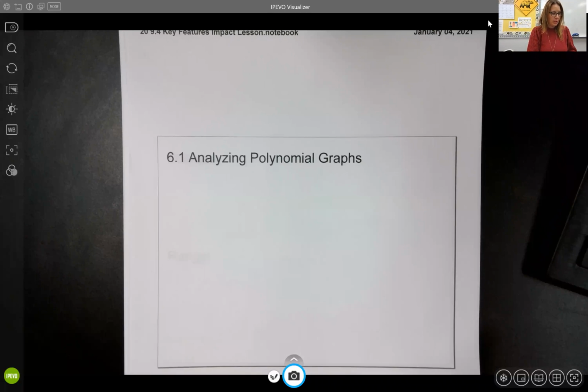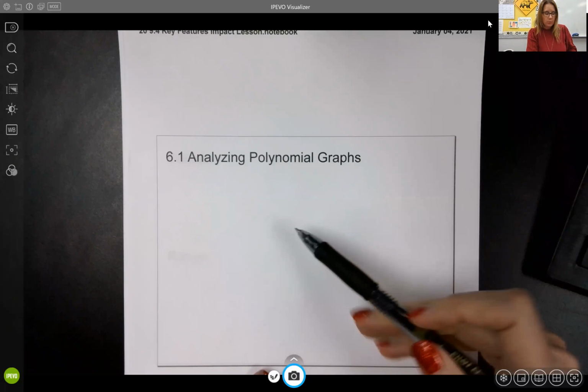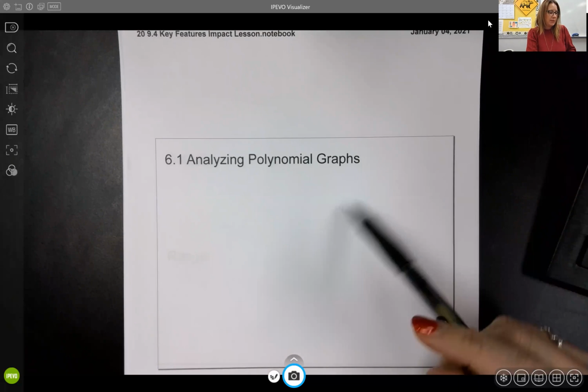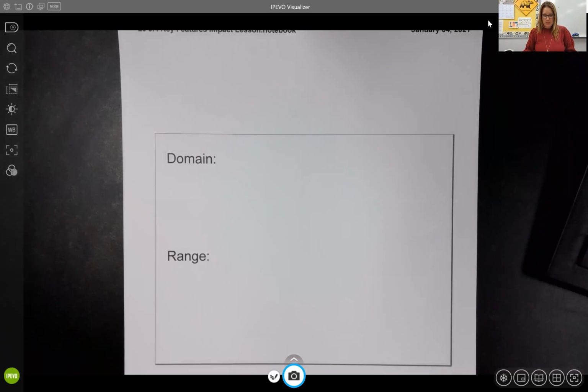Okay, so to start off with, we're going to analyze polynomial graphs in 6.1, and then in 6.2, we're going to go through the same steps, but our graphs will be rational. So they'll have a couple of extra things that we have to look at.